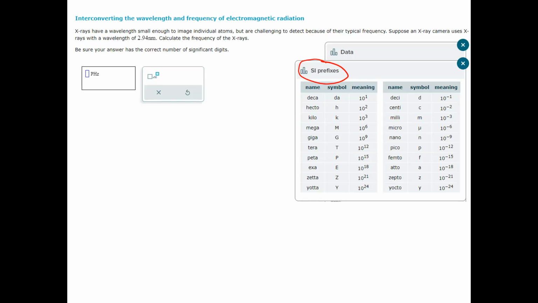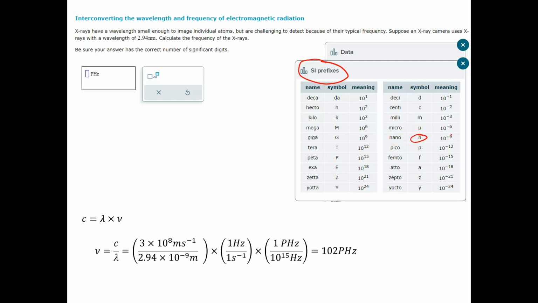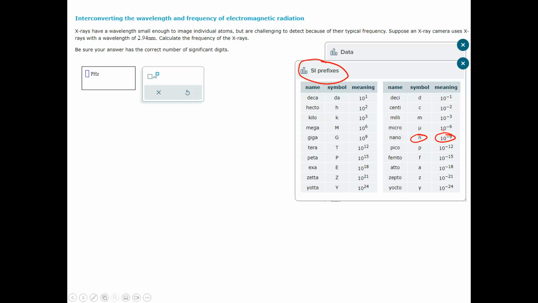It says X-rays have a wavelength small enough to image individual atoms, but are challenging to detect because of their typical frequency. So that's just warming up. It says suppose an X-ray camera uses X-rays with a wavelength of 2.94 nanometers. So I want to recall that nano means times 10 to the minus 9. Then it says calculate the frequency of the X-rays. Okay, we can do that.